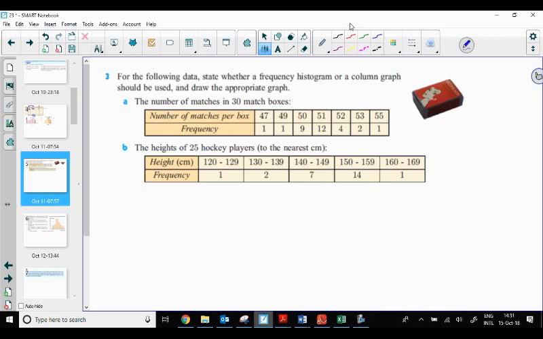Letter B, the heights of 25 hockey players, or the heights of whoever, it doesn't matter. That's going to be continuous data. Even though they say it's to the nearest centimeter, so that technically means we're rounding, and we can't have anything in between, say, 149 centimeters and 150, the measurement process is continuous, so I consider that to be so. I promise you we wouldn't have to draw any graphs, and I'm standing by that.